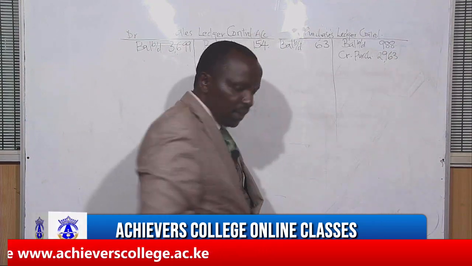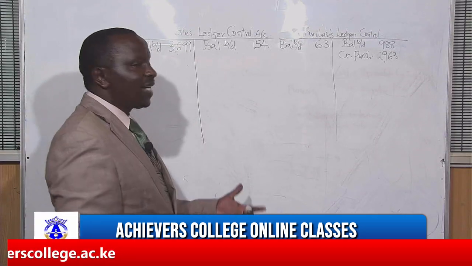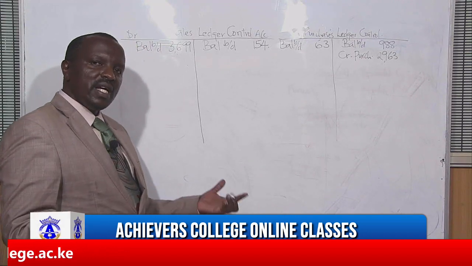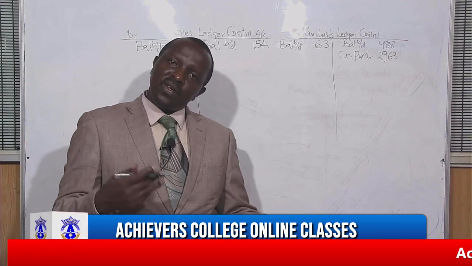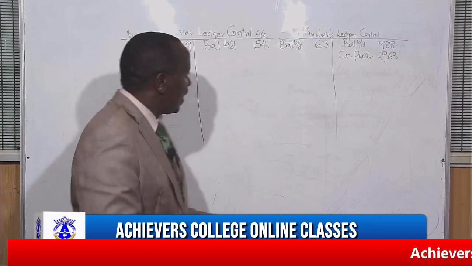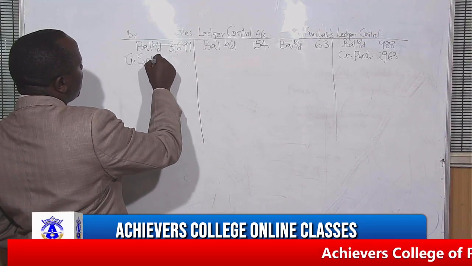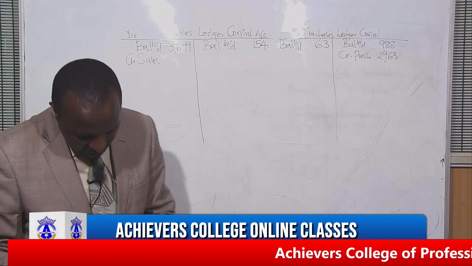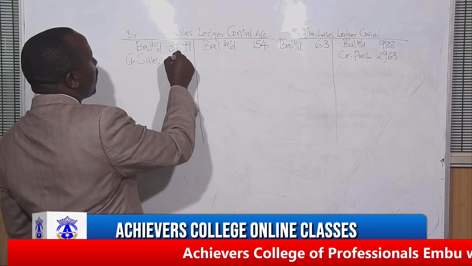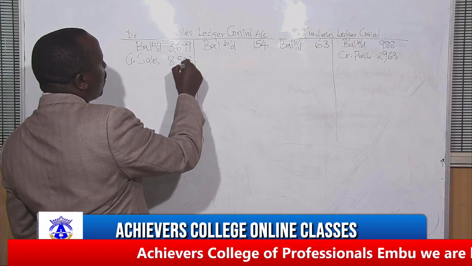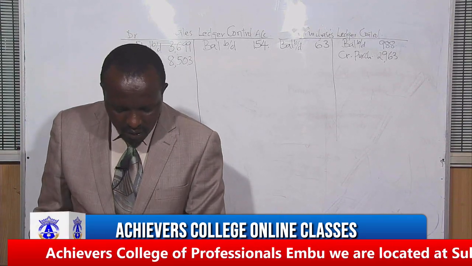The credit purchases figure is 2963. Now sales for the month, credit sales, does it increase or reduce debtors? Credit sales will increase debtors, because the more you sell on credit, the more debtors you have, and therefore for credit sales you debit, which is 8503.